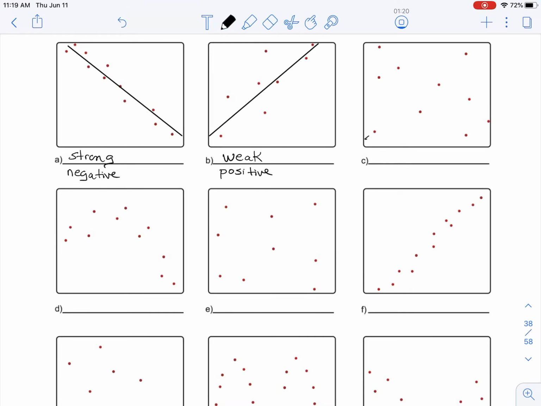Now, the situation for the third one, you could make a case here, well, maybe we could go up like this, but then you could also make a case, maybe you're going down like that. If you have a situation where you really can't decide if it's going to be positive or negative, that's an indication that it's too scattered. So in this case here, we would say there's no relationship.